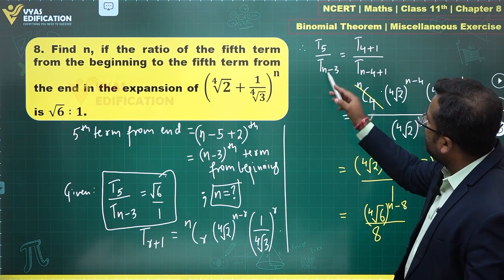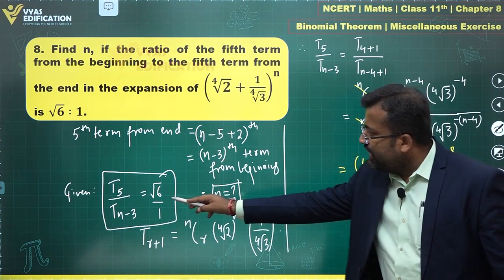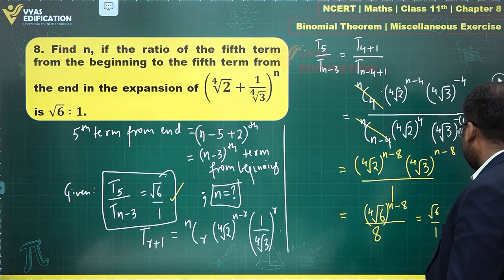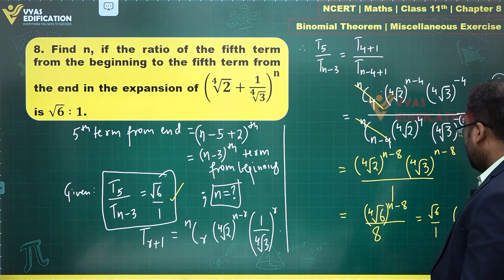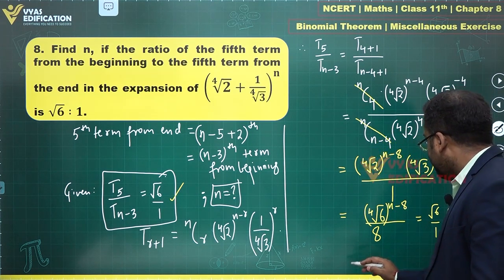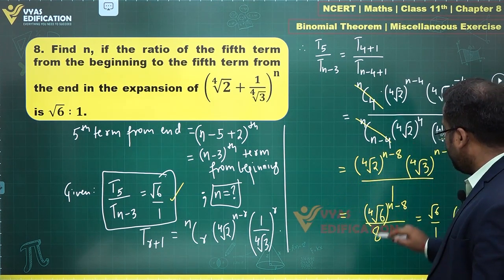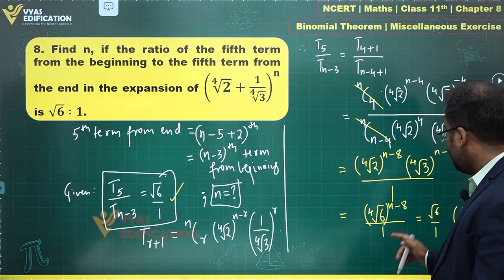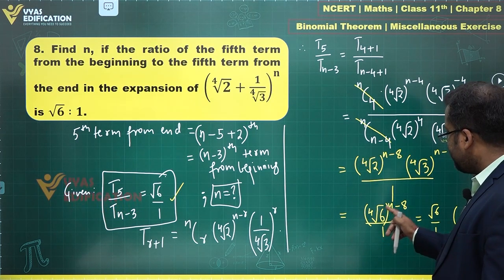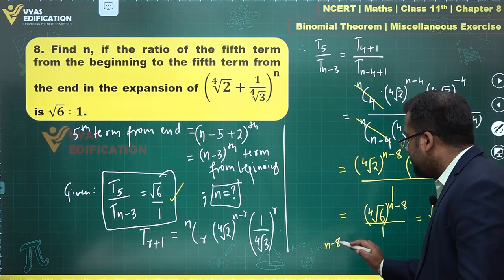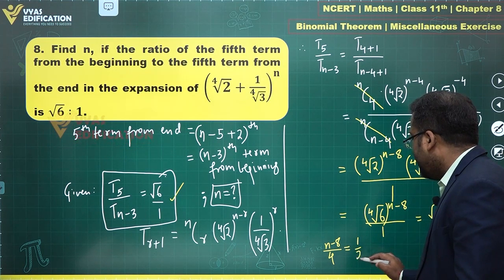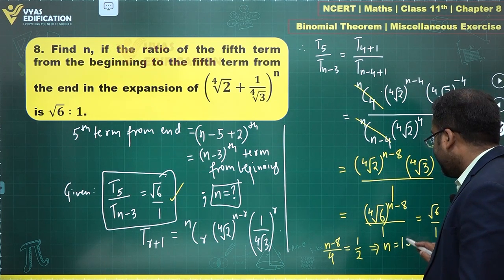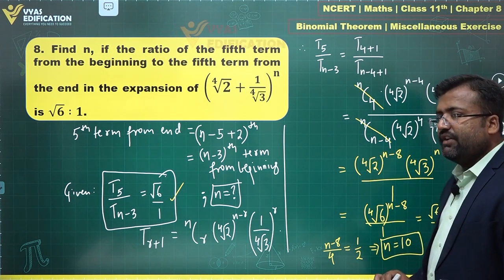But what did we begin with? We begin with this. This is equal to this. It is already given to be root 6 upon 1. So this is equal to root 6 over 1, which is given. And this is 4th root of 6 power n minus 8. The denominator is 1, by the way. The denominator is not 8. The denominator is 1. Let's not make a mistake over there. So this is 6 power 1 by 2 and this is 6 power n minus 8 upon 4. Therefore, n minus 8 upon 4 is equal to 1 by 2. And this gives me the value of n as 10. The value of n that we get is 10.